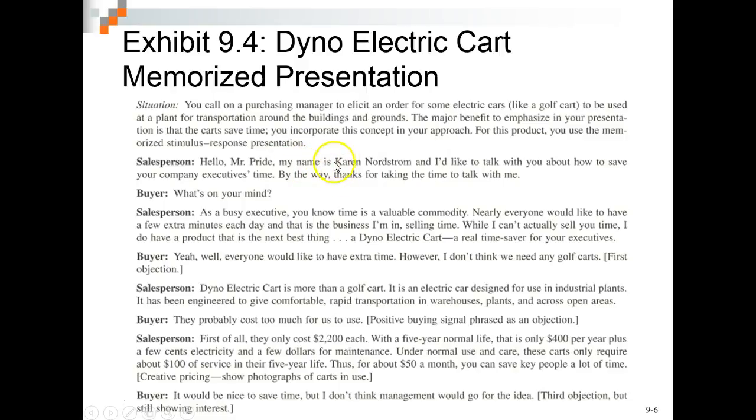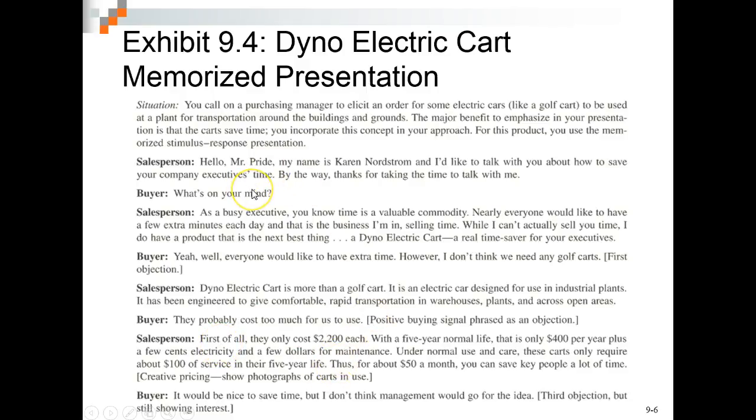Okay, my name is Karen Nordstrom. I promise you this person has practiced this over and over and over again. They've drilled it. They have had people check them to make sure they're saying every word correctly, but it does flow. What's on your mind? As a busy executive, you know time is a valuable commodity. Nearly everyone, script. Daimler Electric cart is more than a golf cart. Script. All of this is a script.